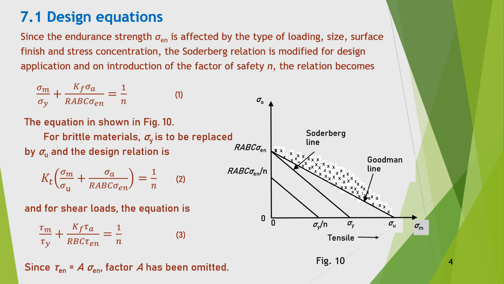Similarly, for shear loads, the equation is tau m divided by tau y plus Kf tau a divided by R B C tau En is equal to 1 by n. Here, tau En is equal to A sigma En, hence the factor A has been omitted.